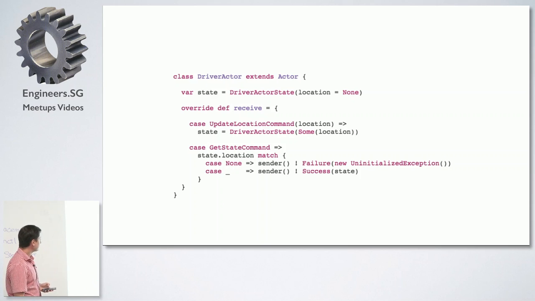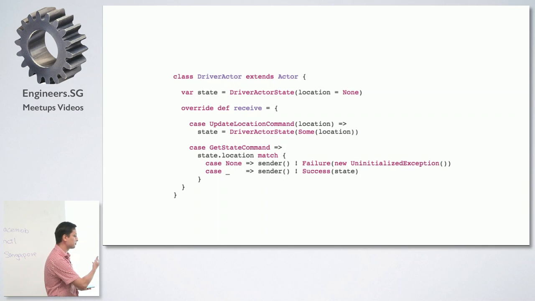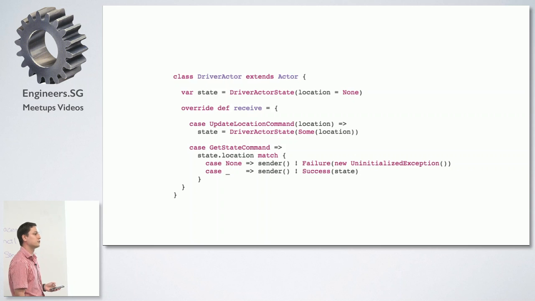So it has a receive method, and we receive an update location command with the location, and we just update the state of the driver. And also we have a get state command, and it returns the current state. So I think it's quite simple. And this is pretty much everything you need to write to get a real-time view of the driver.